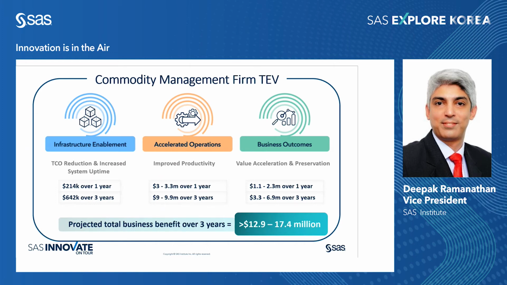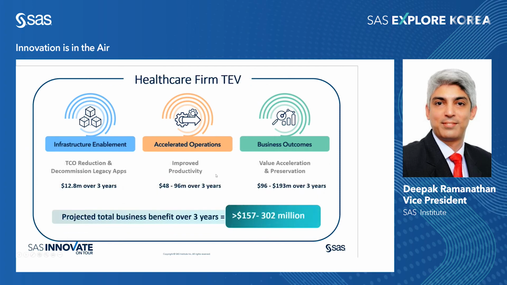Like we mentioned, for infrastructure enablement, we're looking at $214,000 in a year. For accelerated operation, around 3.3 million over 1 year. And for business outcome, anywhere between 1.1 to 2.3 million over 1 year. This is incredibly valuable for customers. So this was the commodity management firm, which is the total economic value for them.